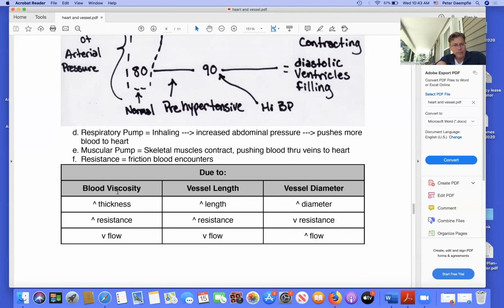That's blood pressure. We say that the respiratory pump and the muscular pump help out the heart. What does that mean? Take a deep breath in.